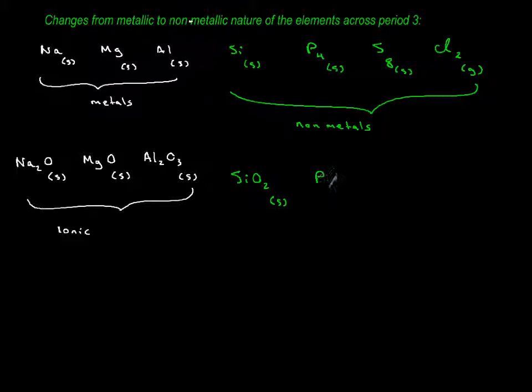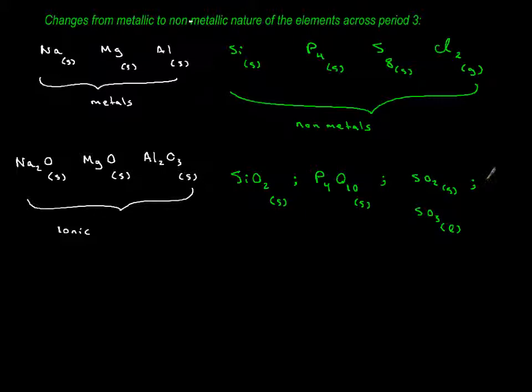Phosphorus has 2 oxides, but the IB has been nice to us, so we give you P4O10 as the oxide I want you to remember. It's a simple covalent, but because it has so many electrons, it's solid. Sulfur has 2 oxides, and you have to know them both: SO2, which is a gas, and SO3, which is a liquid.